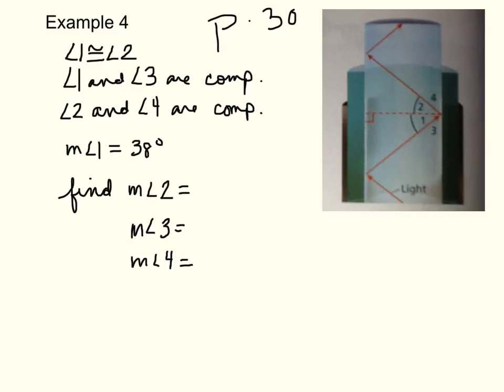Hopefully, you realize that the measure of angle 2 and the measure of angle 1 are the same thing. So if the measure of angle 1 is 38, the measure of angle 2 is also 38 degrees. Because 1 and 3 are complementary, these two angles form a 90-degree angle. So 1 and 3 add up to 90, so 90 minus 38 would give us 52 degrees. And 2 and 4 are complementary, so once again, 90 minus 38 gives us 52 degrees. So our three angles would be 38 degrees, 52 degrees, and 52 degrees.